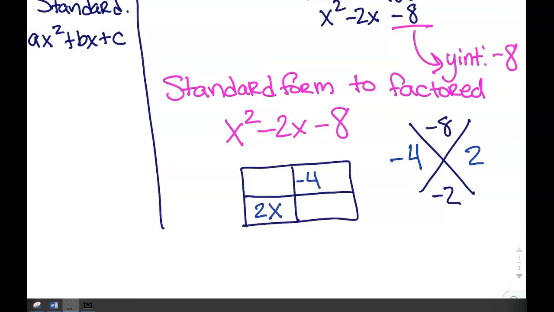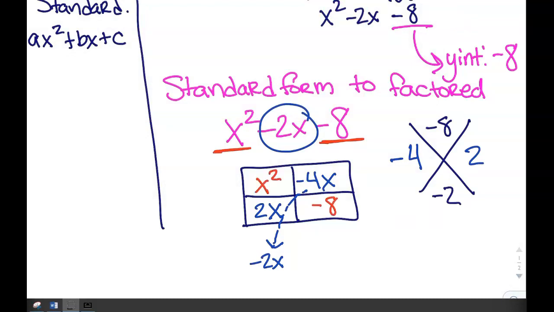And the side boxes get x's and x's. The reason that these get x's and x's is because they pull out of the x. And they're actually there to create that -2x that was in the middle. So there's two things left, and there's two things left in my standard form. In the first box goes the first term, in the last box goes the last term.